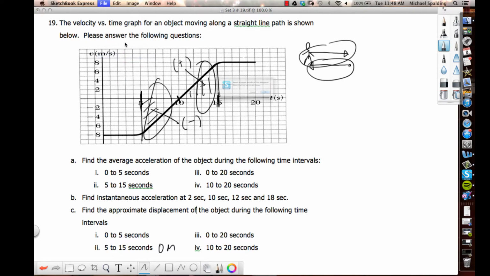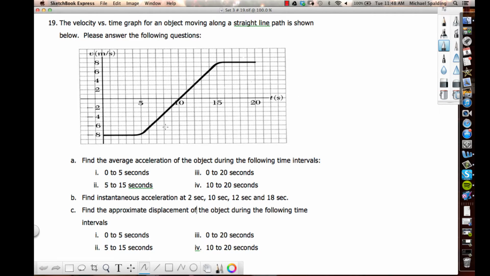All right, 10 to 20. This will be the last one, I promise. So 10 to 20. So what do you got to do here? I'd break this into a triangle and a rectangle. The area of that triangle is going to be 20. The rectangle is 40. So the total is positive 60.